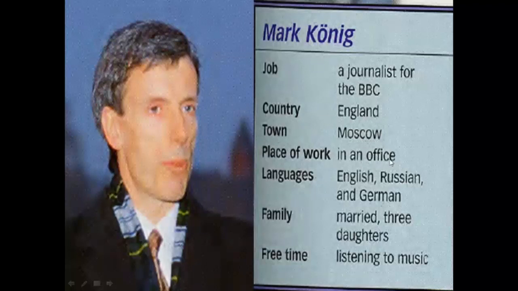Place of work in an office, or if you don't work, you can always put where you study, okay. Languages, how many languages do you speak? Okay, English, Russian, and German. And wow, this dude is good. Family, married. You can always write if you're single, taken, or married. 3 daughters. This dude has 3 daughters. Okay, and you can write down your hobbies if you like, and some other experiences. It doesn't have to only be this, but try to not go lower than this. Okay, so this is the minimum to explain yourself or write about yourself in an email.